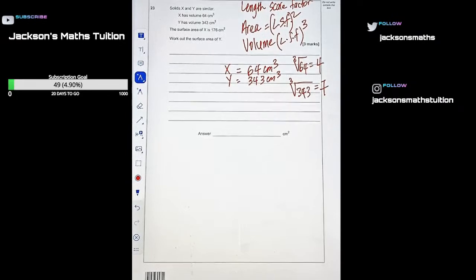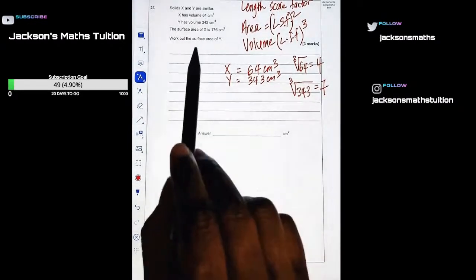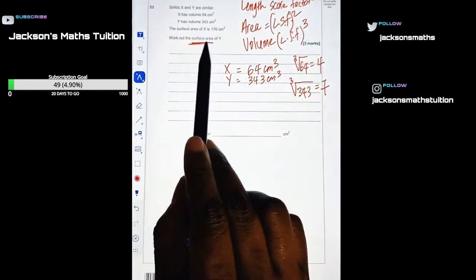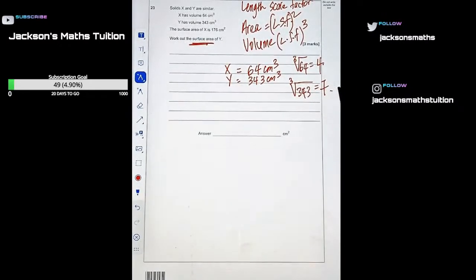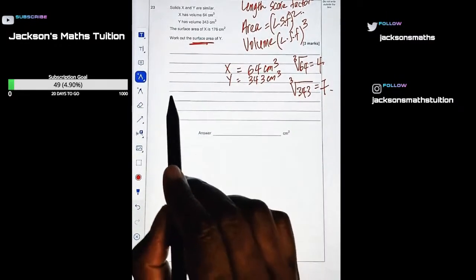4 and 7. Now, in order for us to find the surface area of Y, because we want area, we're going to take this 4 and 7 and we're going to square them. Okay? Let's do the area scale factor.